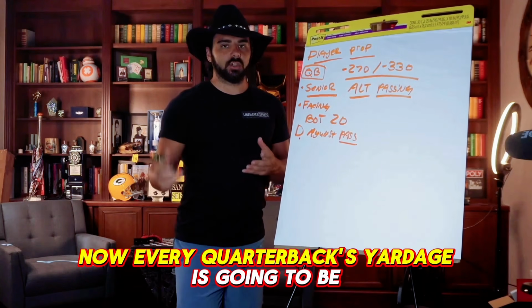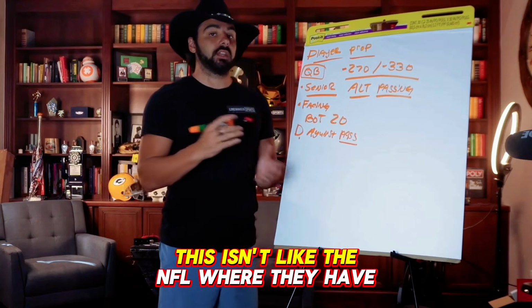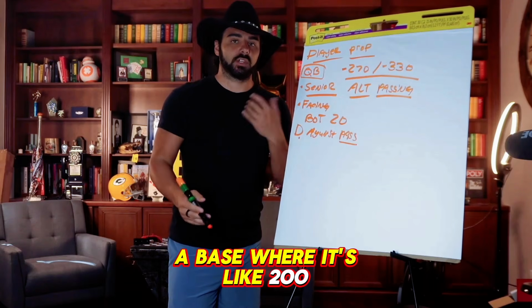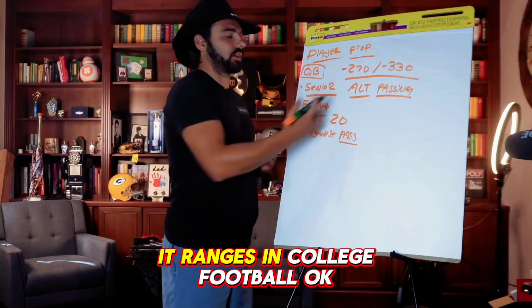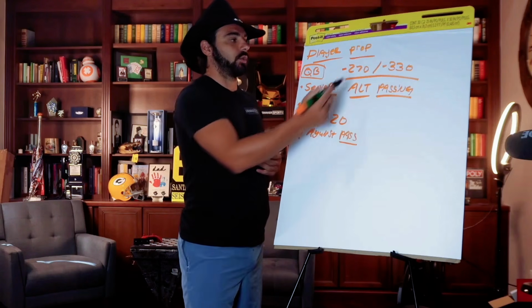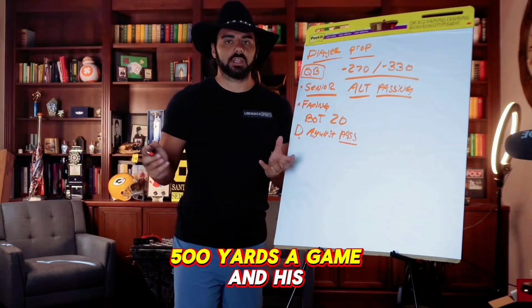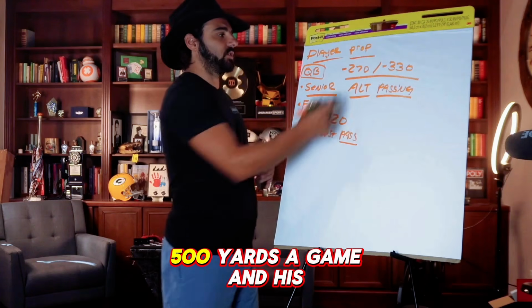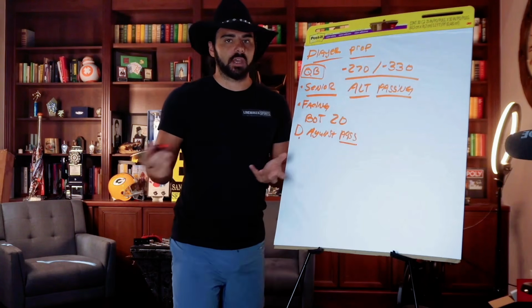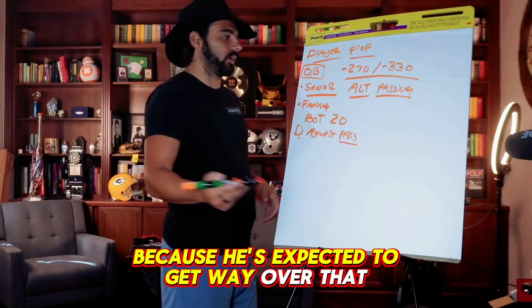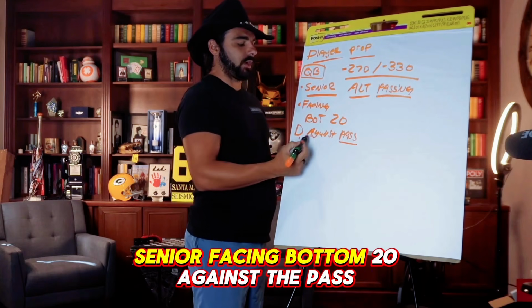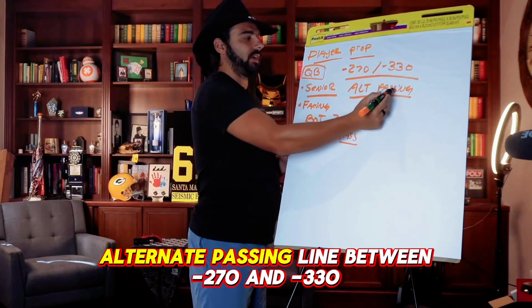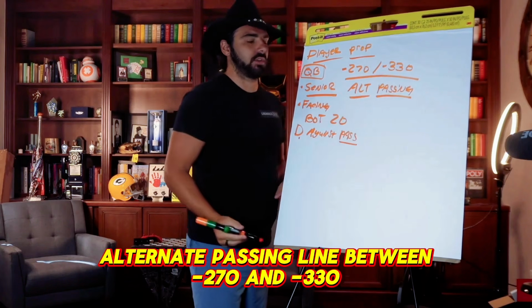Now, every quarterback's yardage is going to be different. This isn't like the NFL where they have a base where it's like 200 or 225 or 250 or 275. It ranges in college football, okay? Because sometimes a quarterback could be throwing for 400 or 500 yards a game, and his minus 270, minus 330 line is 300 passing yards because he's expected to get way over that. So, again, QB, senior, facing bottom 20 against the pass, alternate passing line between 270 and 330.